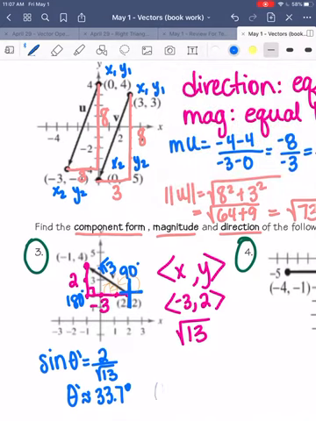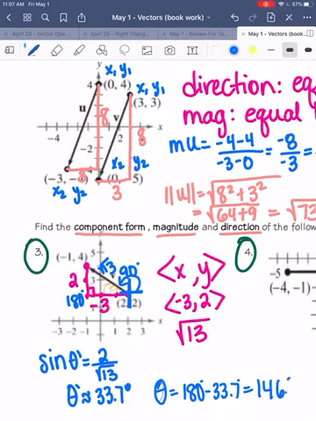To find the actual theta, which is this whole angle here, you're going to take 180 and subtract what you just found, that reference angle, okay? So our answer actually is 146.3 degrees. Okay? So that's how we should have done that one.